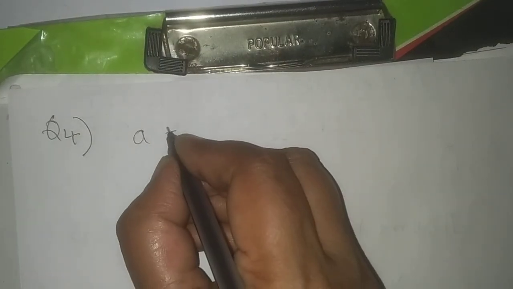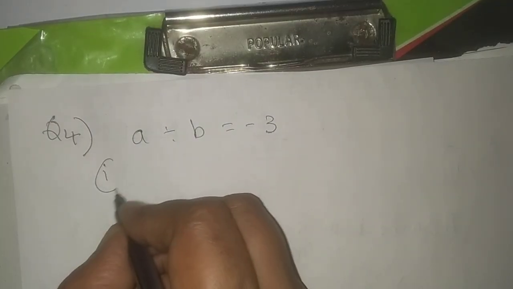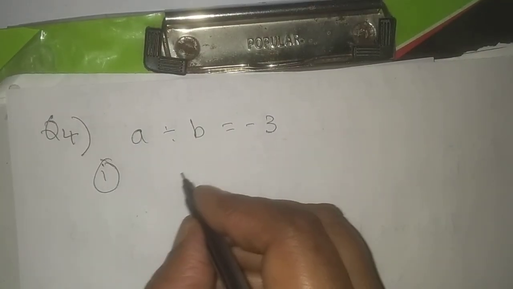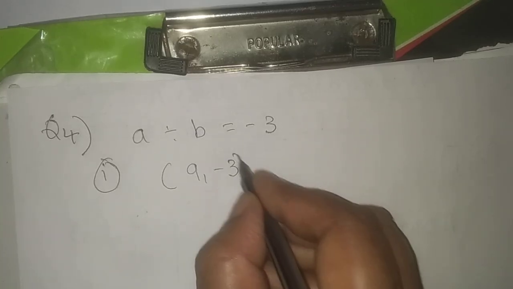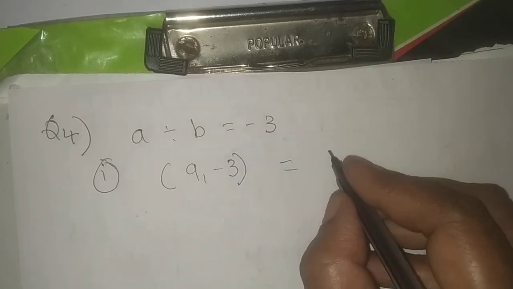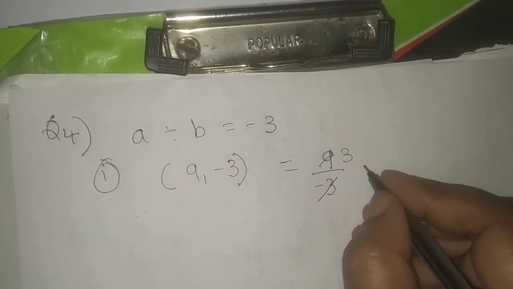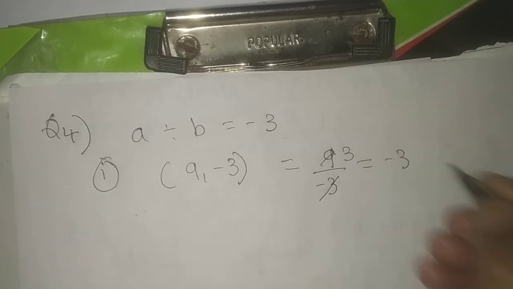So we'll take the given equation, that is question 4, continuing, a divided by b is equal to minus 3. I'll write the first pair. We'll take 9 and minus 3. Therefore, write in this form as 9 divided by minus 3. 3 ones are 3, 3 threes are 9. So minus 3 is the first pair.